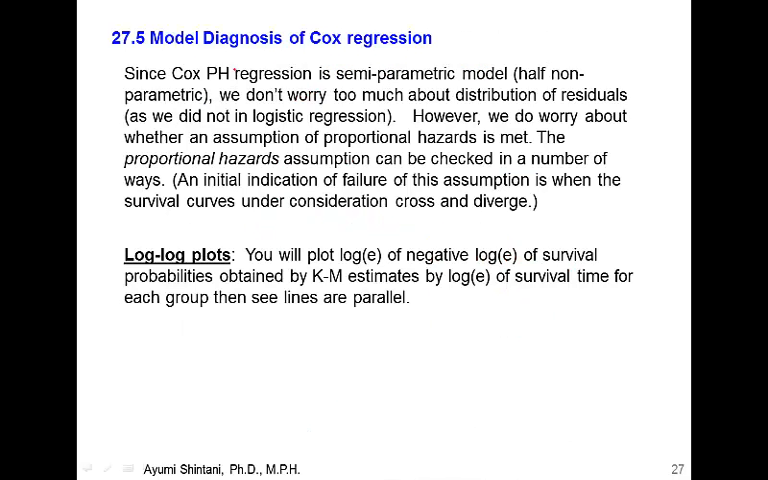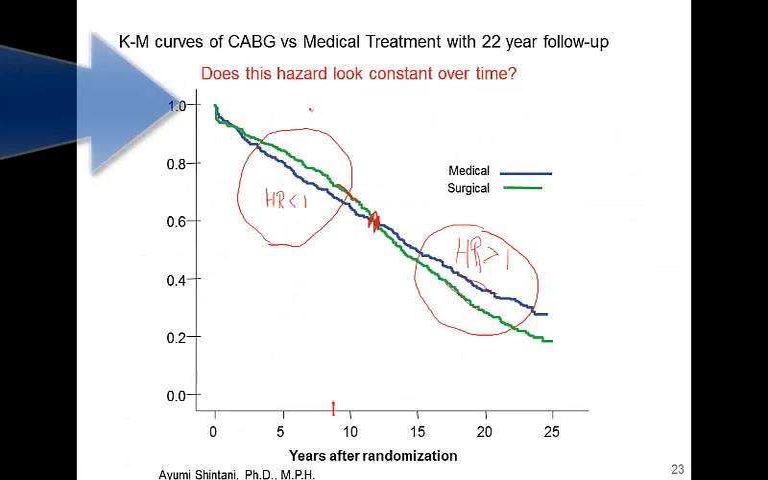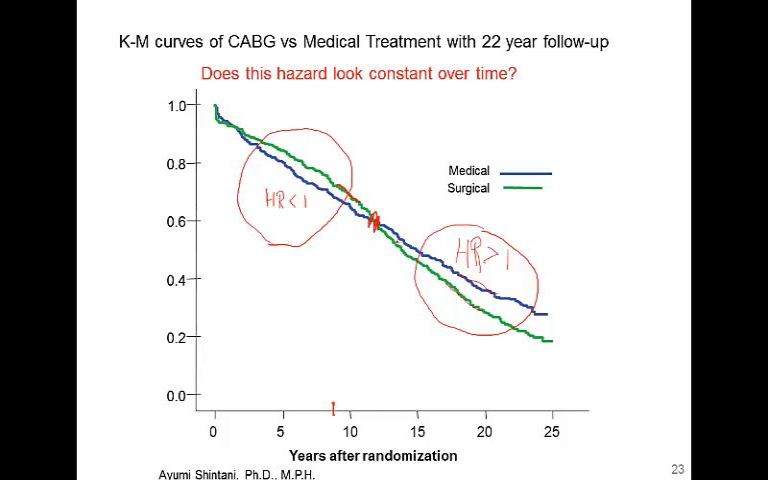For Cox regressions, we do check the model assumption, which is the proportionality of hazard. With data like this, you can simply eyeball the Kaplan-Meier graph and judge whether the effect seems to change over time or not, whether the hazard ratio is constant or changing over time. By a quick eyeball check, you can see there's a violation of the proportionality of hazard.